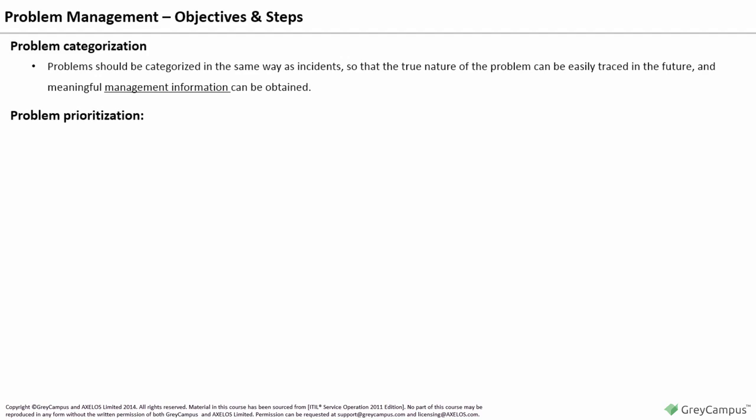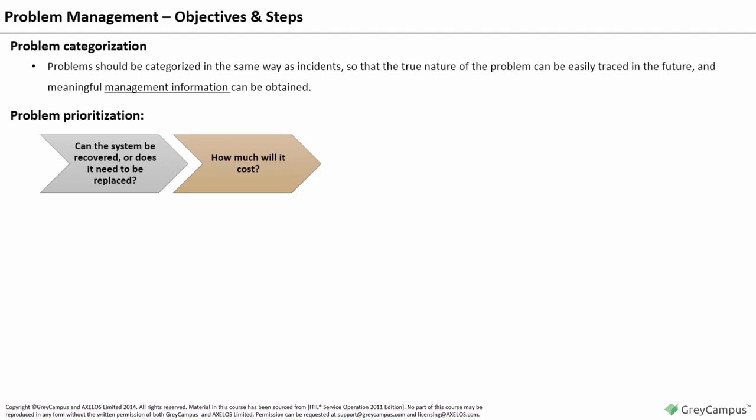Problem prioritization. Problems should be prioritized the same way, using the same reasons as incidents. The frequency and impact of related incidents must also be taken into account. Problem prioritization should also take into account the severity of the problems. Severity in this context refers to how serious the problem is from a service or customer perspective, as well as an infrastructure perspective. For example, can the system be recovered or does it need to be replaced?